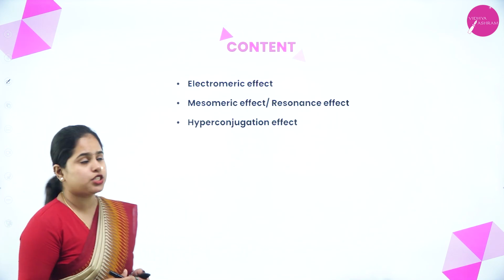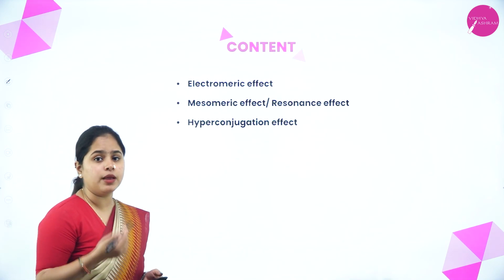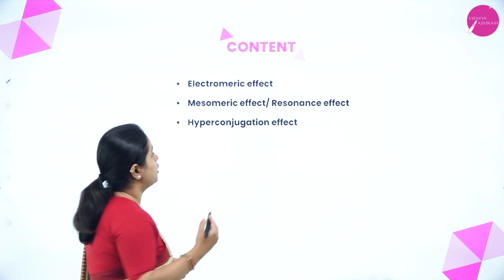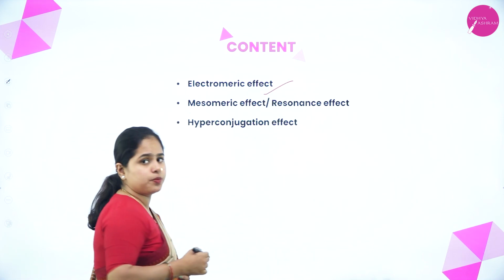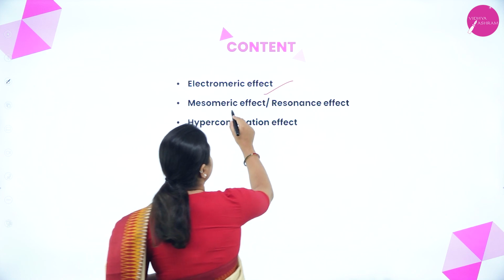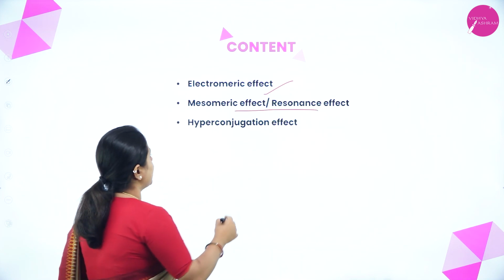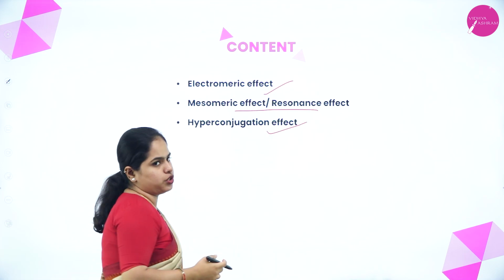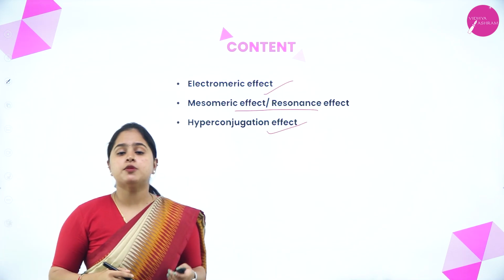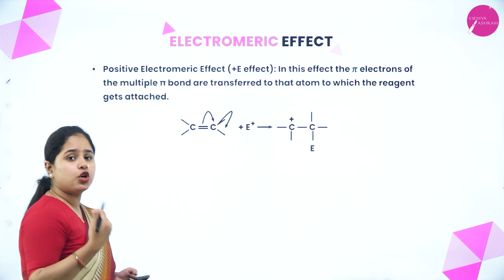Yes, so in today's session, we are going to study the rest of the three electron displacement effects. The first one is the electromeric effect, right? The next one is the mesomeric effect or resonance effect, okay? And the third one is the hyperconjugation effect. Right. So let's begin with the first one, that is the electromeric effect.